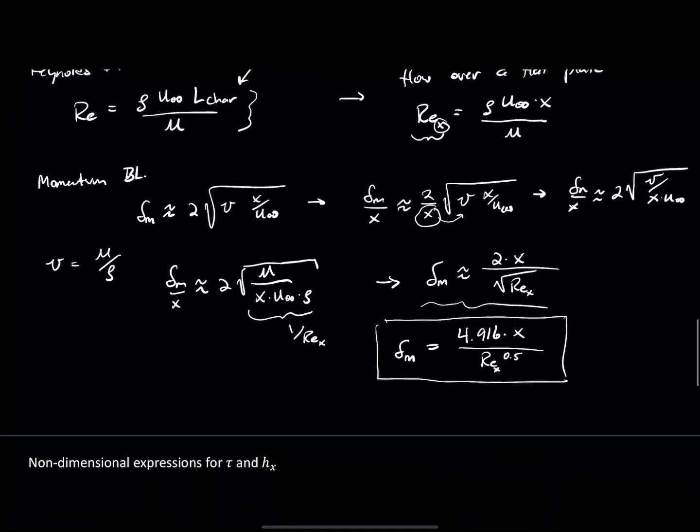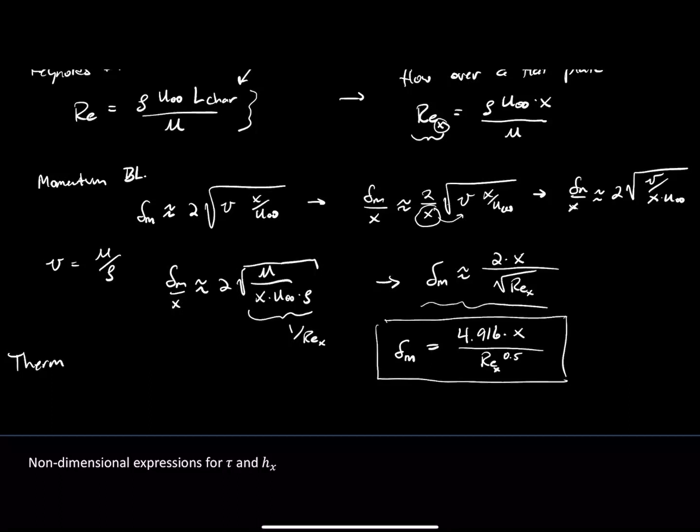For the thermal boundary layer, we can do something similar. I'm not going to do the full derivation, but we would end up with something like this. We'd say delta_T is approximately equal to 2x over the square root of Re_x times the Prandtl number. And so the Prandtl number now appears, and that makes sense because there's a relationship between delta_T and delta_m, and that's the Prandtl number.